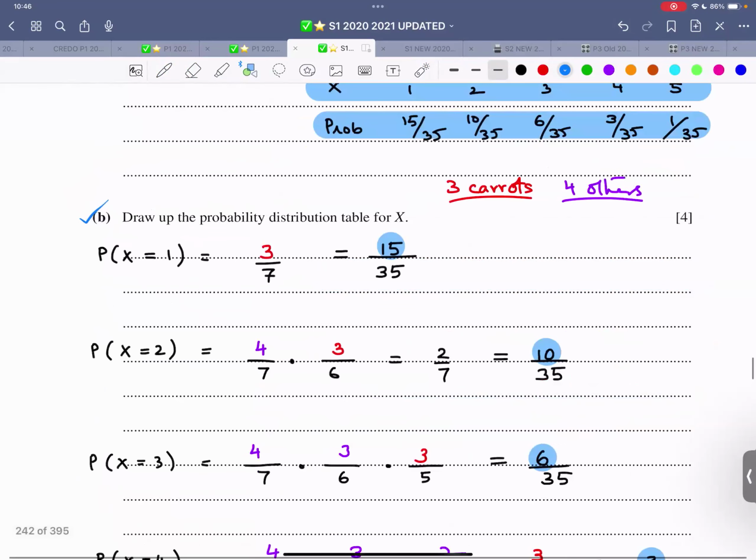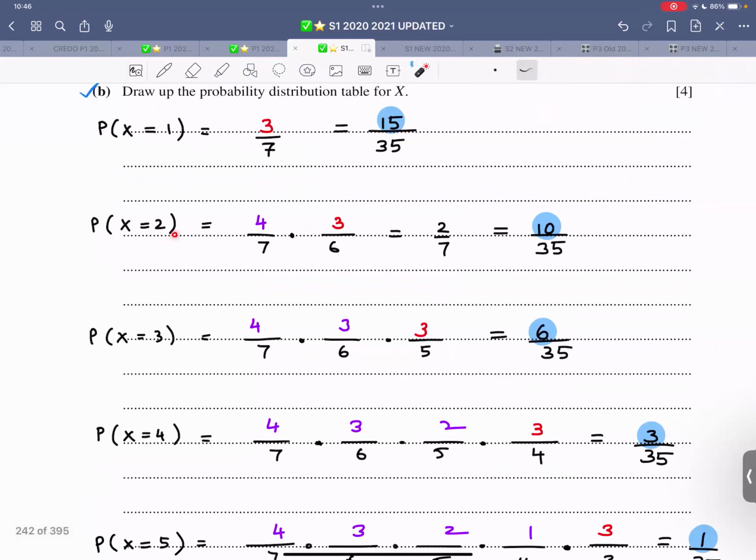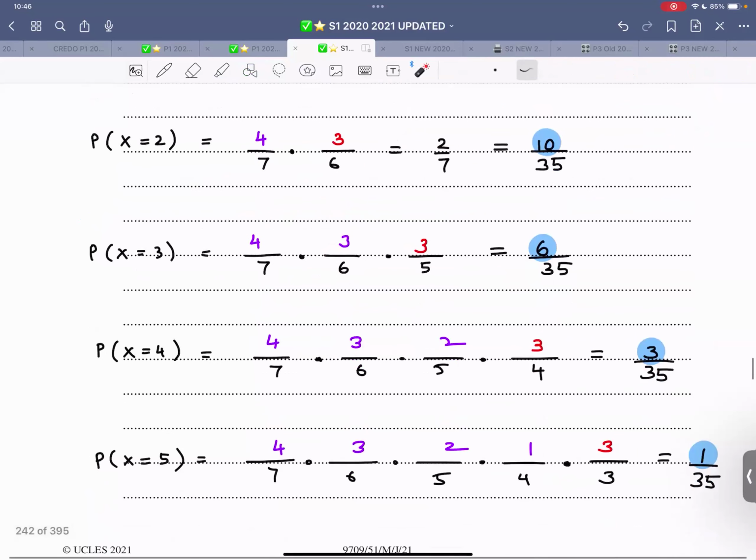So how many carrots are there? There are 3 carrots and 4 others. So what I do is 3 out of 7, that's a simple thing. Probability X equals 2: this is 7, this becomes 6. It's one of the other 4, and then you get a carrot. So you're getting a carrot on the second attempt. Probability X equals 3: 4 is there, 4 becomes 3, and then 3 for carrots. The denominator is 7 times 6 times 5.